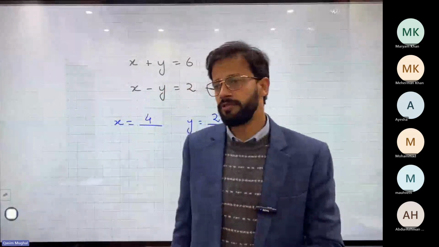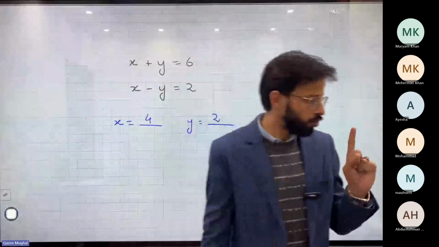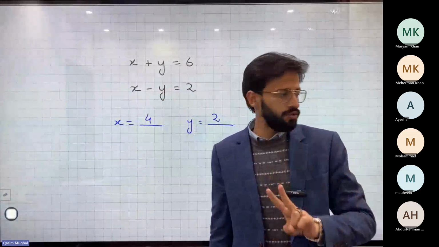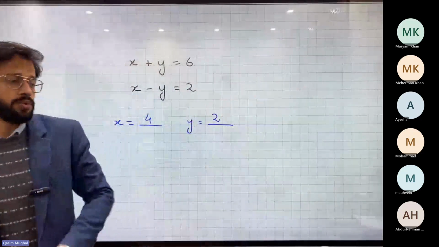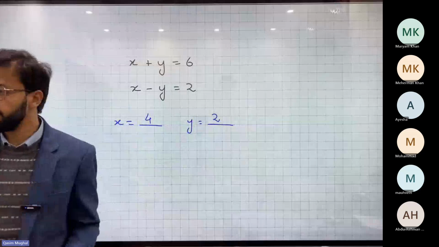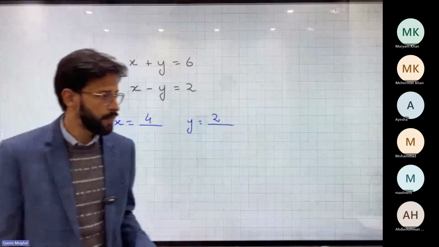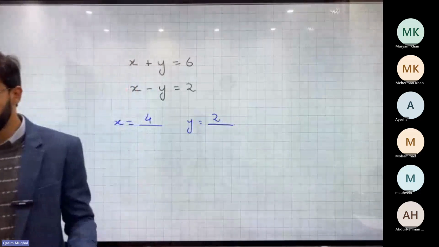So remember the rule of solving equations. There should be only one variable. When there are two variables, you need two equations. When there are three variables, you need three equations. And when there are four different variables, how many equations do you need? Four equations in order to solve them.